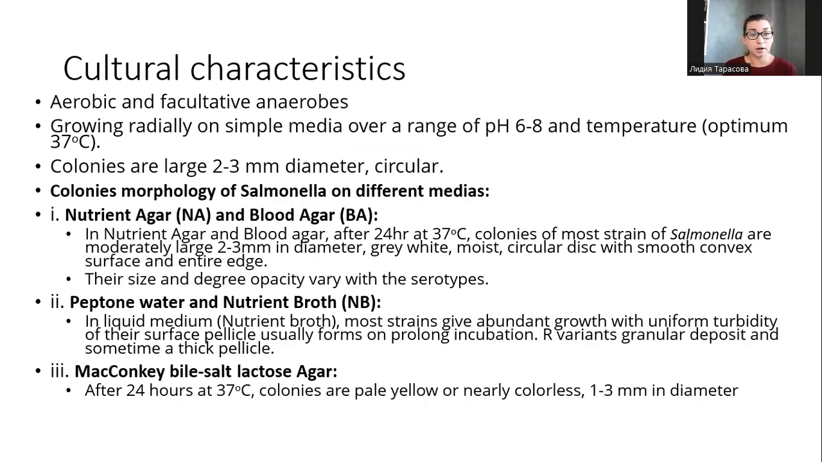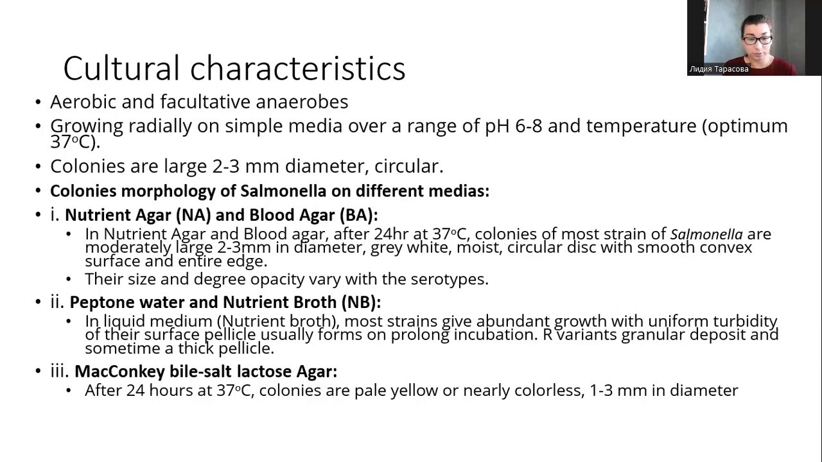or serotypes. Cultural characteristics: Salmonella are aerobic and facultative anaerobes, growing readily on simple media over a pH range of 6 to 8, with a temperature optimum of 37 degrees. Colonies are large, circular. Colony morphology of Salmonella depends on the media. On nutrient agar and blood agar, most strains of Salmonella form moderately large, gray, moist, circular colonies with a smooth, convex surface and entire edge.